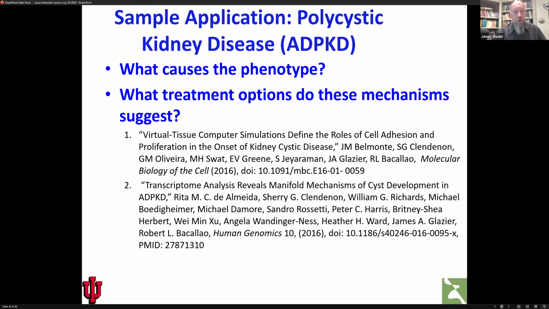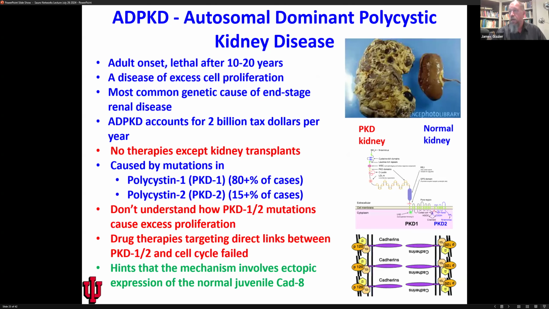Another thing that we've worked on quite a bit over the years is a disease called polycystic kidney disease. Again, trying to discover drug therapies for this. In this disease, the kidneys keep growing. They don't stop growing when you become an adult, and they form cysts. And eventually, if you don't get a kidney transplant, you die with your kidneys the size of watermelons. They stop working.